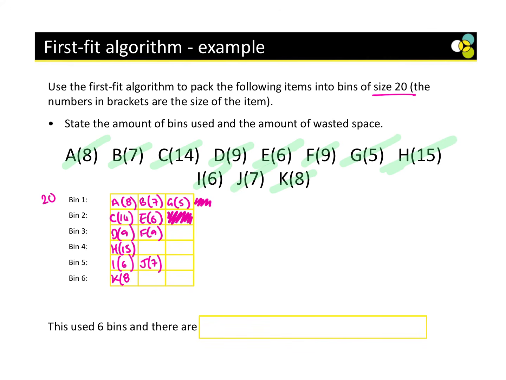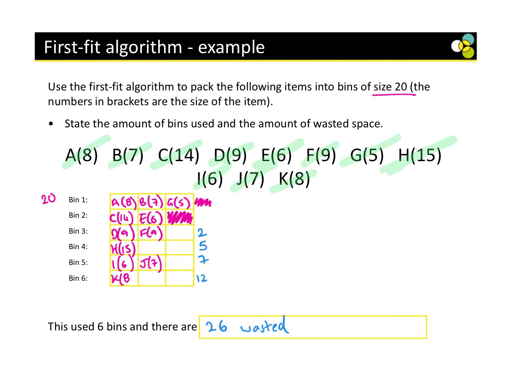So we've had to use 6 bins. But if we stop for a minute and think about the waste that's going on. This one had 2 left over, didn't it? This one had 2 left over. This one had 5. This one had 7. And this one had 12. If I add them up, 26 wasted.